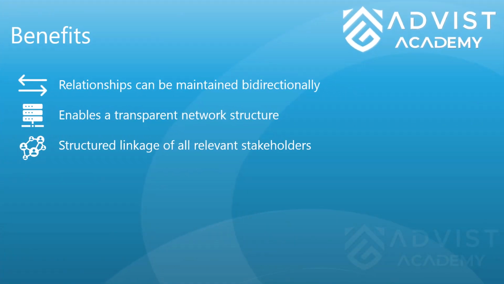A notable advantage of relationship management is the ability to maintain relationships bidirectionally. This means that if a relationship from partner A to partner B is created, it can, depending on configuration, also be visible from partner B's side automatically. This creates a traceable network structure between all relevant stakeholders in the system.